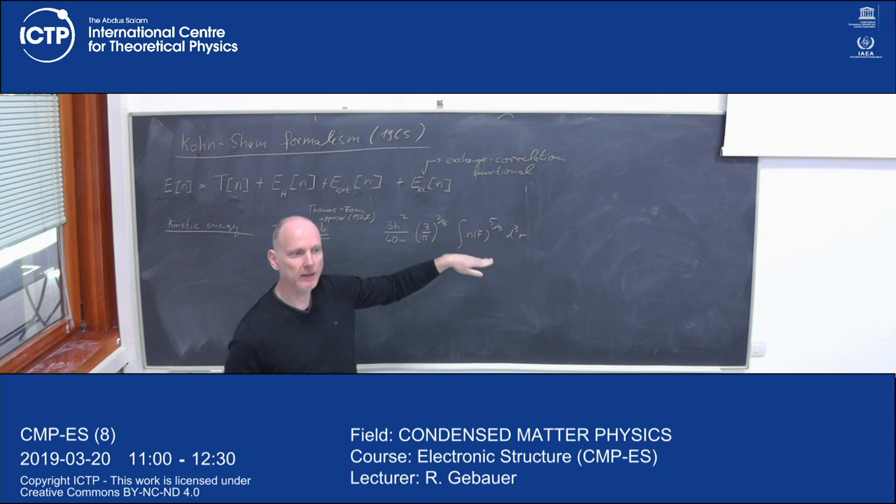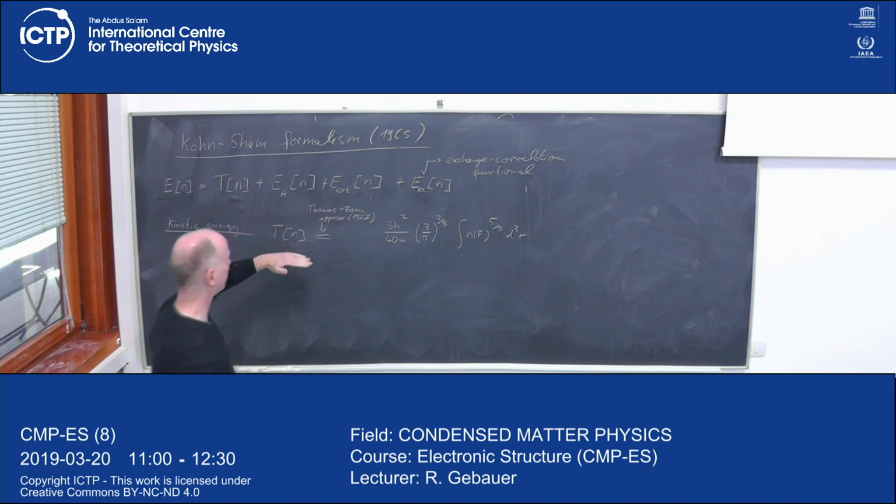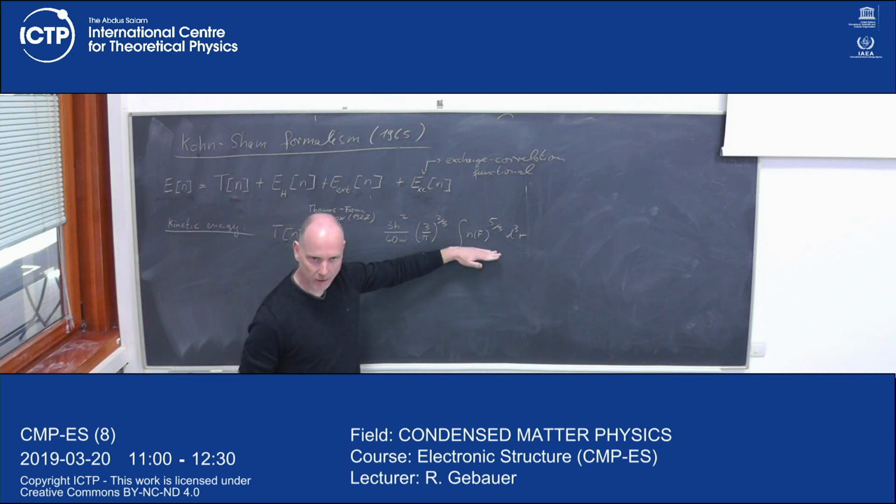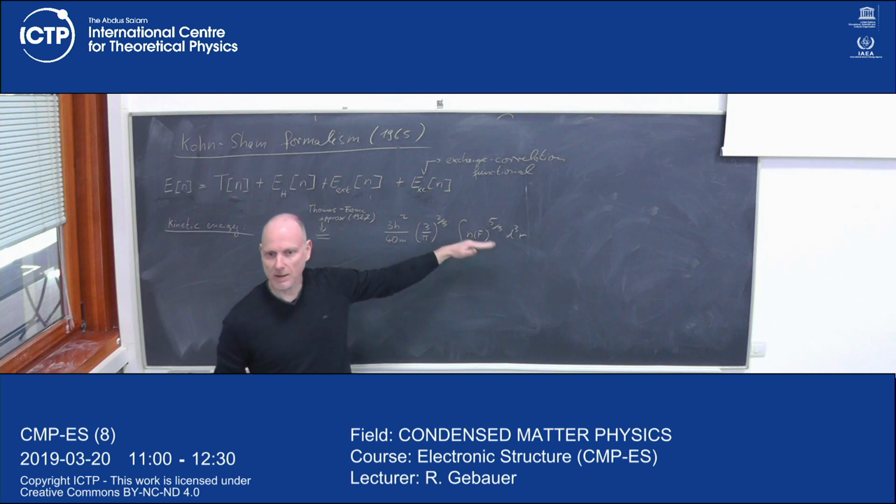This again is a typical case of a functional. You get a function and you integrate and you get out a number. So here you have what you want. You have written something which is a kinetic energy, written as a functional of the density. Now where does this come from?